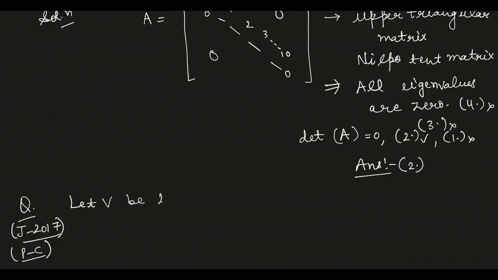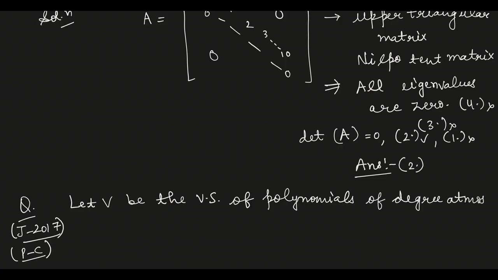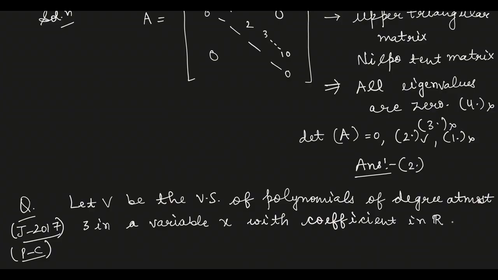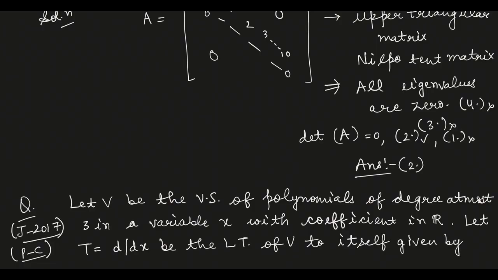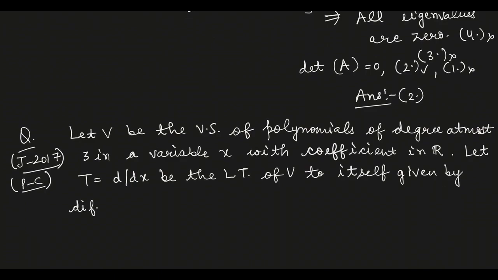Let V be the vector space of polynomials of degree at most 3 in a variable x with coefficients in R. Let T equal to d by dx be the linear transformation of V to itself given by differentiation. Which of the following are correct?